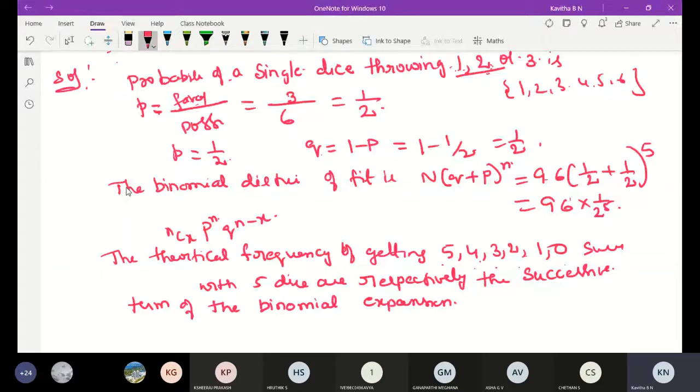Okay, 3, 15, 30, 30, 15, 3. We have the table of observed and expected frequencies. Here the observed values are 7, 19, 35, 24, 8 and 3. In the problem, the observation is given. The frequency we found using the binomial distribution.